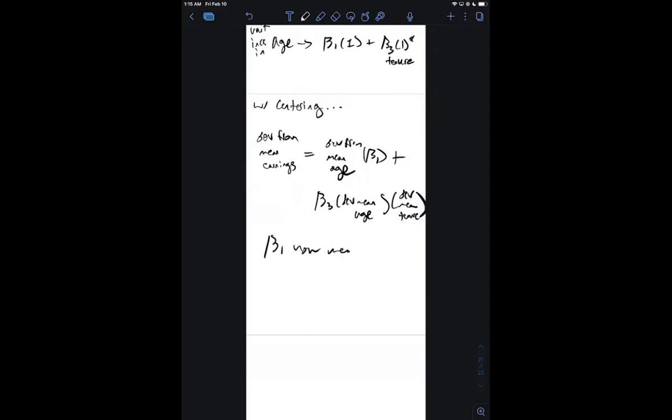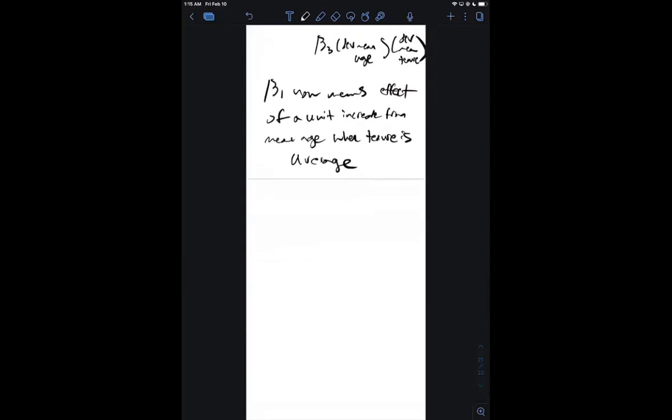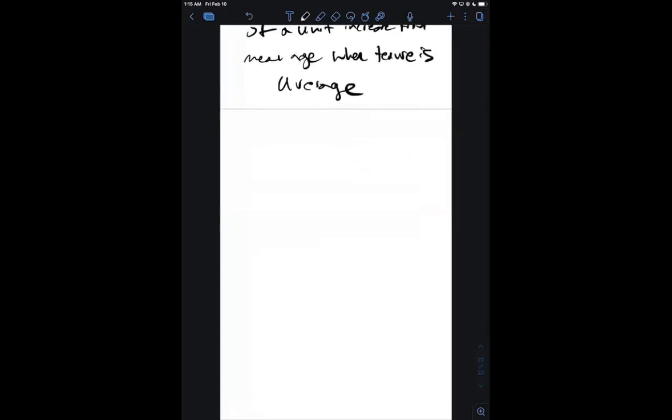the coefficient on beta 1 now means effectively a 1 unit increase from mean age when tenure is average. So that's a nice reason to generally center vectors, at least in a lot of contexts. So I think I'm stealing that example outright from Jeff Wooldridge, but it's kind of a cool one.